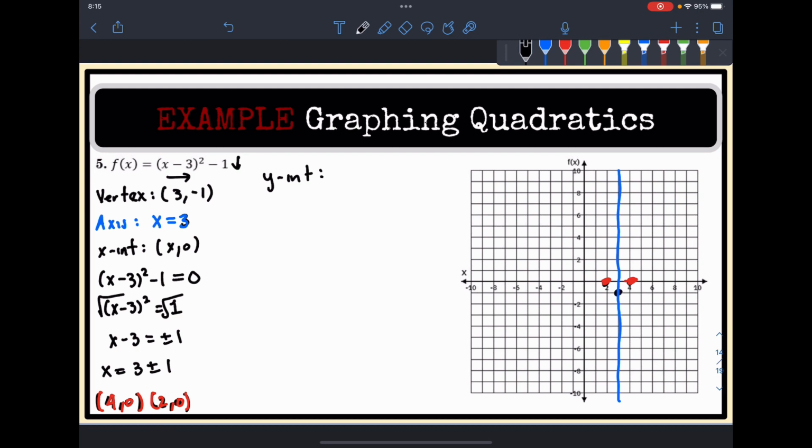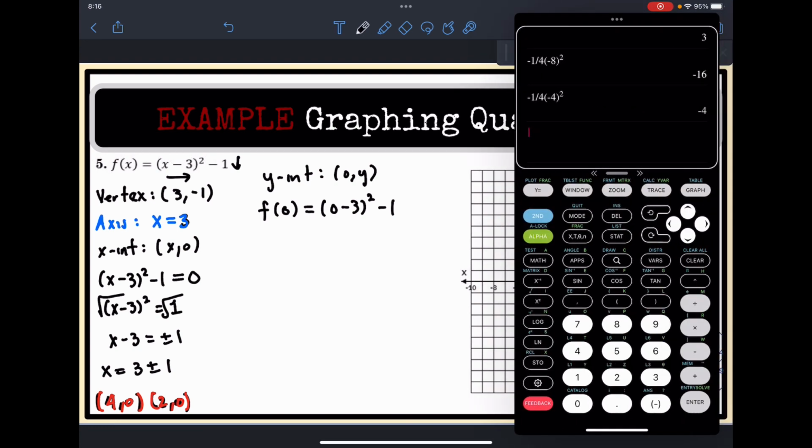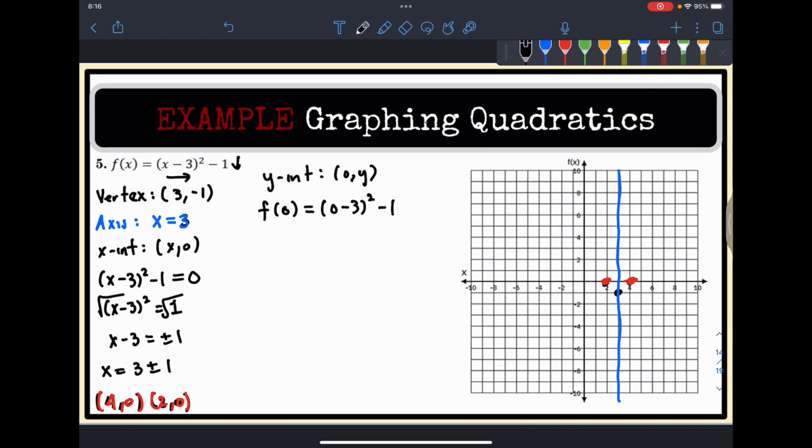So our y-intercept is simply found by replacing the x coordinate with 0. So here we make x equal to 0. Instead of making the whole value y 0 and solving an equation, we're going to simply replace the x coordinate with 0. And here we can do this a lot quicker just by plugging into our calculator. So let's type that in. In parentheses, we have 0 minus 3, squared, minus 1, and that's equal to 8. So f of 0 is 8, which means that our y-intercept is the coordinate (0, 8).